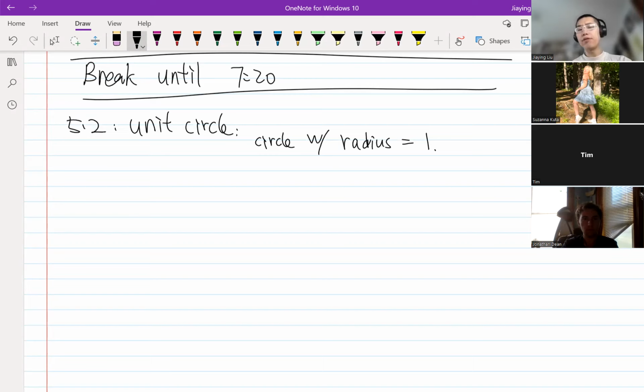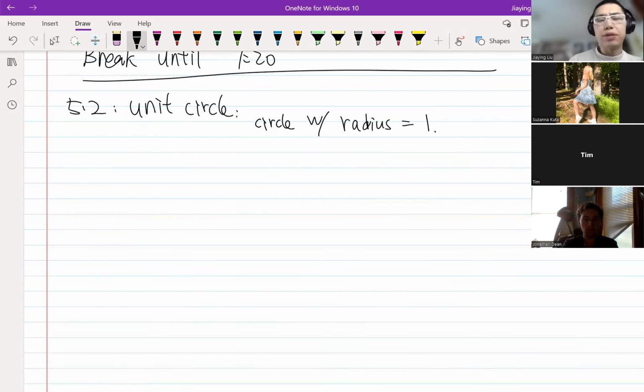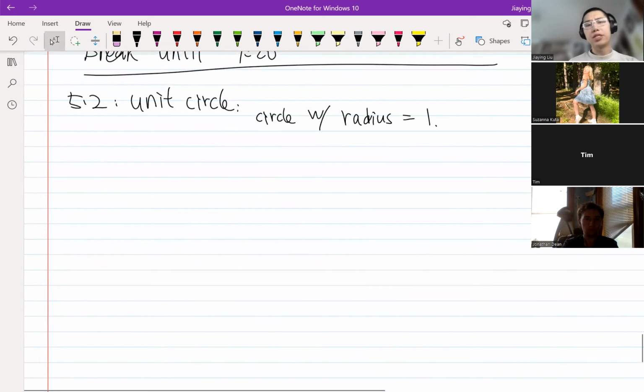You probably know how to find sine and cosine for 30, 45, 60 degrees using the special right triangle. But with unit circles, it makes it easier to find angles that are more than 90 degrees, or basically any angle that's a multiple of 30, 45, or 60.